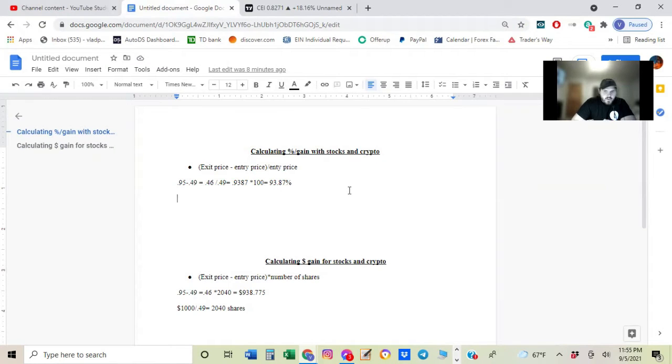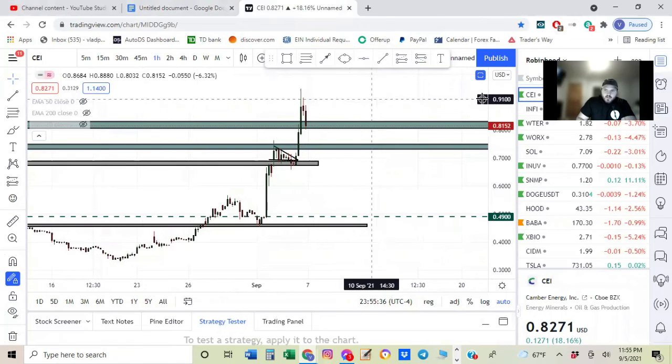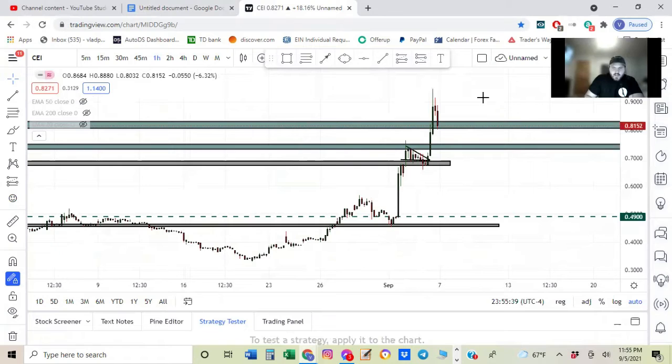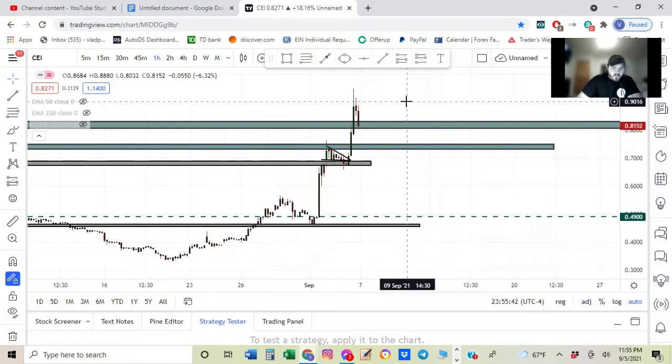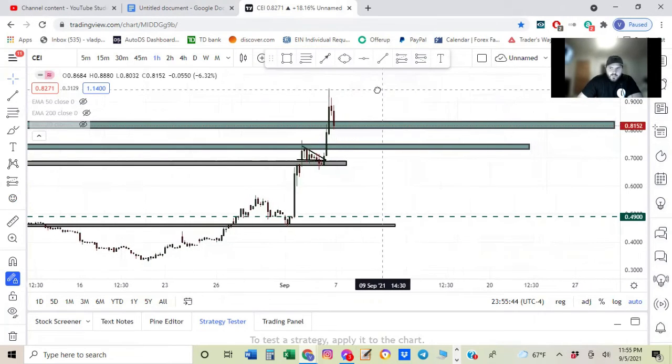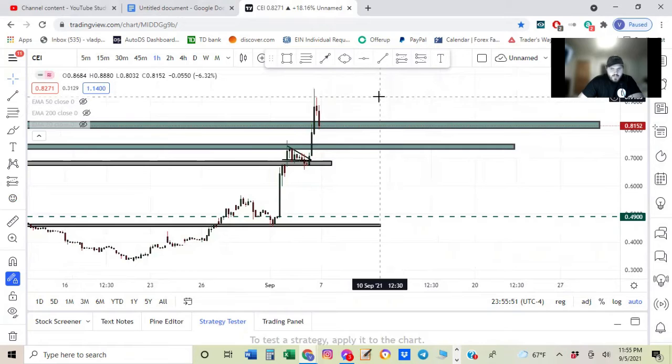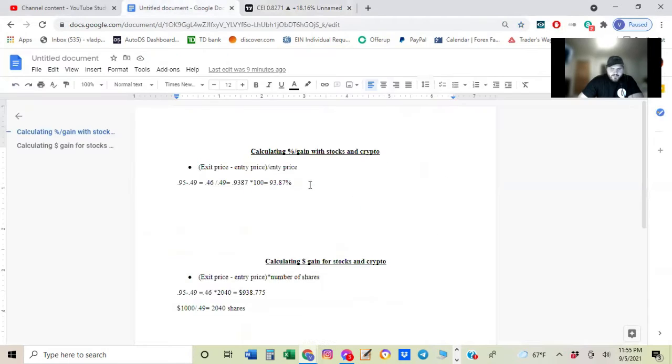Alrighty, so for calculating percent gain, it is a very simple one-step process actually. So we're going to use this stock right here as an example. This is actually a trade that I had gone into earlier this week. It was a pretty big percent gain. You'll see in the example just how much it came out to be. All right, so let's get into it.